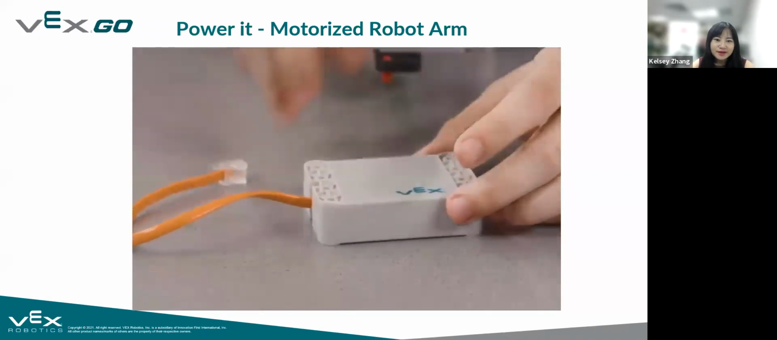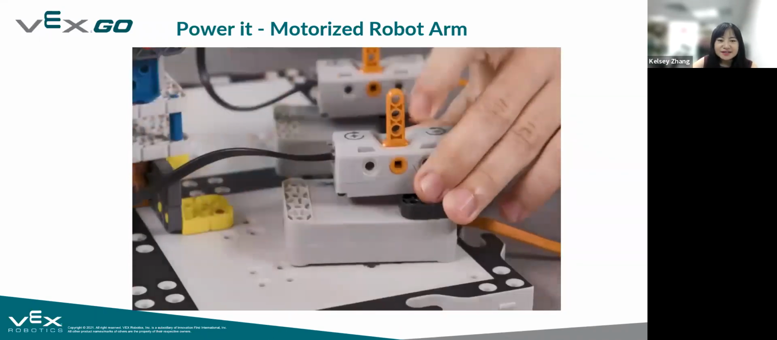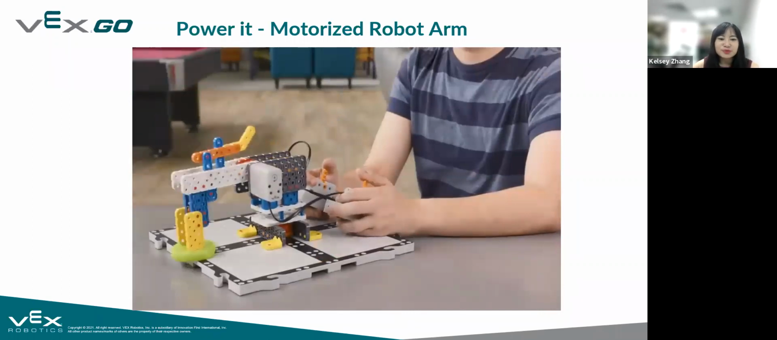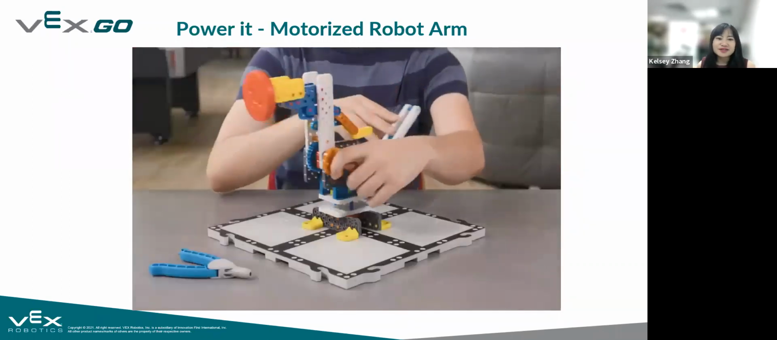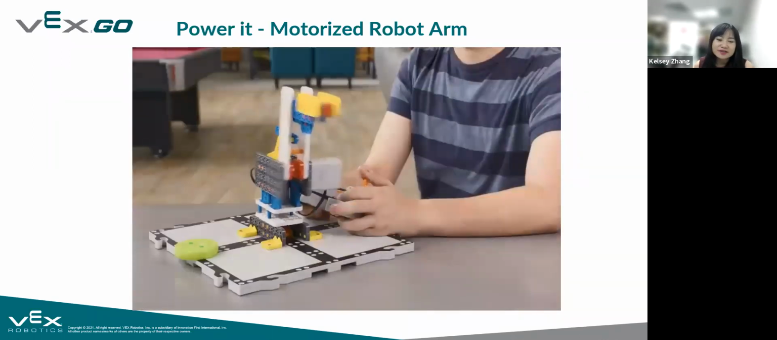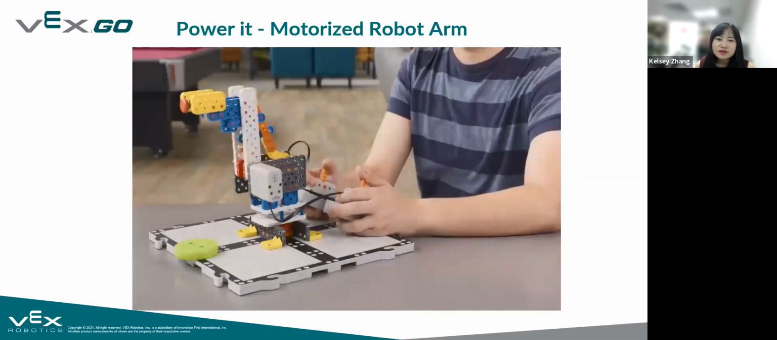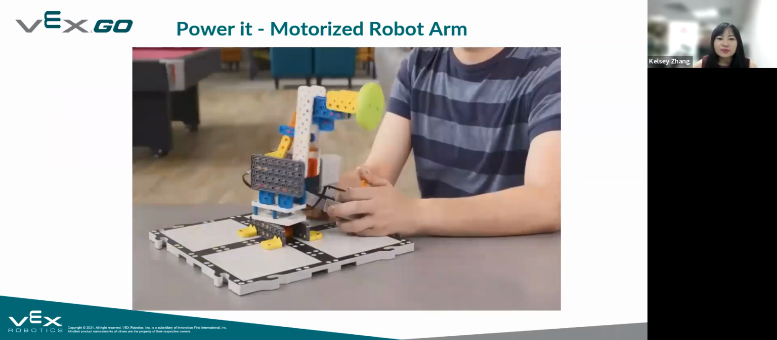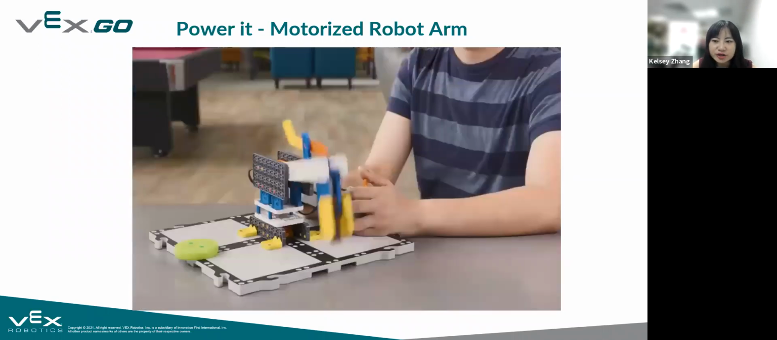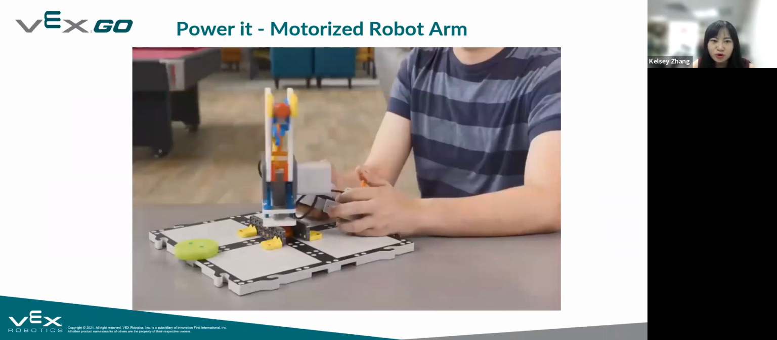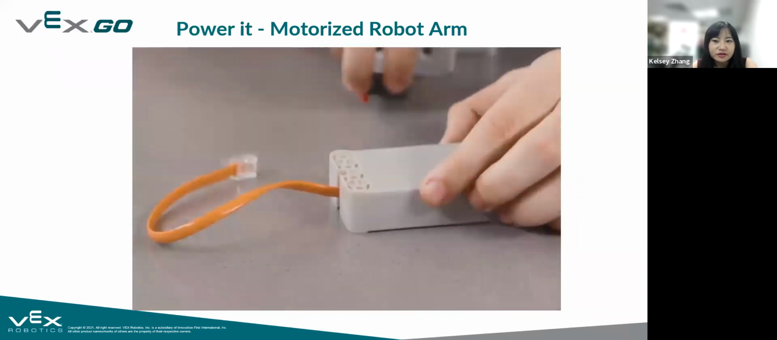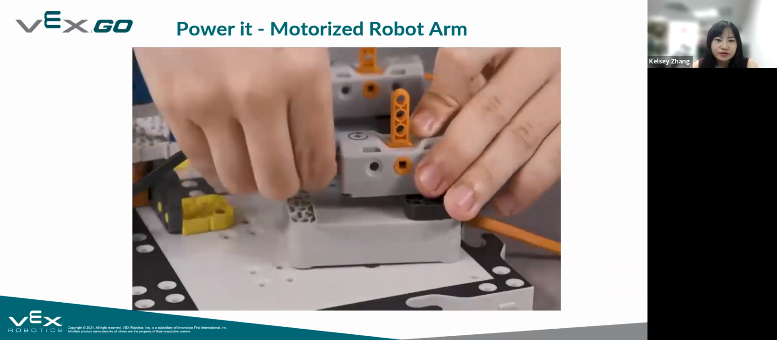And another example is power it. That's the second step for this robotic arm. Students can build different kinds of robots using VEX Go, but I just wanted to share one example here, the robot arm. So what does it mean to motorize, to power it? You can see we add the battery and then add the switch, so they can control their robots by powering it. They can learn about force and other concepts there.